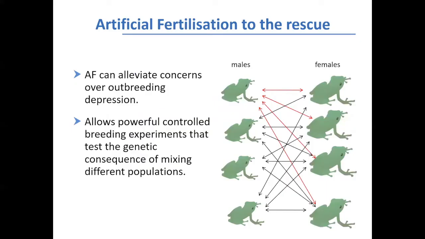Fortunately, artificial fertilisation can come to the rescue here, as it provides an excellent tool for testing the genetic outcomes of mixing populations and can be used to address and potentially alleviate concerns over outbreeding depression. For species characterised by external fertilisation, a direct way to test the feasibility of population augmentation as a conservation action is to use artificial fertilisation to perform controlled breeding experiments that directly test the genetic consequences of mixing different genetic lines, different populations.